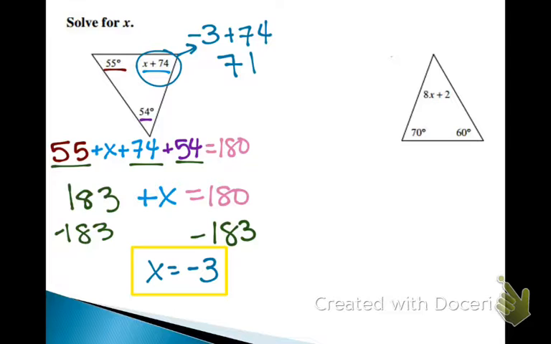All right, we're going to do the same thing on the next problem. We're going to add them. So we'll have 8x plus 2. Add it to 70. Add it to 60. And what will it equal? 180.